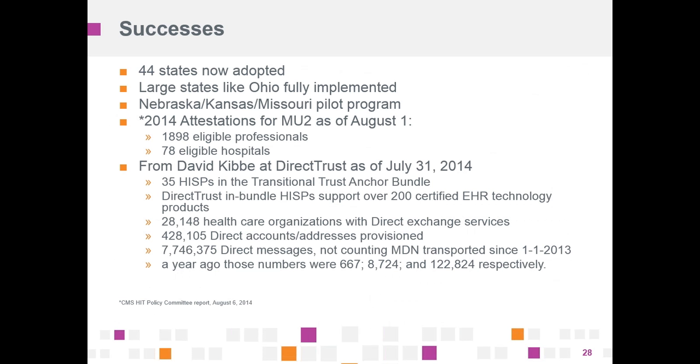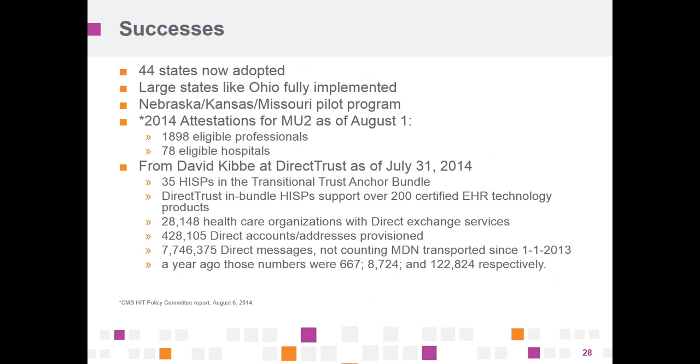I also have some really cool statistics. We look at the attestations for Meaningful Use 2. We have nearly 2,000 eligible professionals and 78 hospitals have attested. Those numbers are a little lower than we all expected, but it's nice to see that some are able to do it. We're seeing successes. Another piece I think that's very important is that there are now 35 HISPs in the Transitional Trust Bundle. That means that there are 35 active health information service providers who can interoperate with each other.